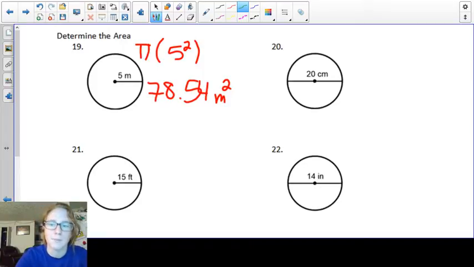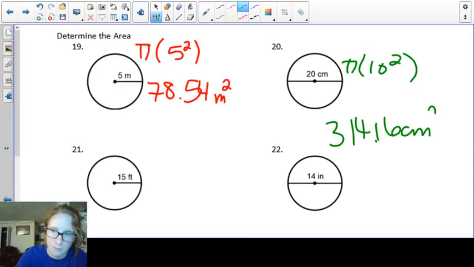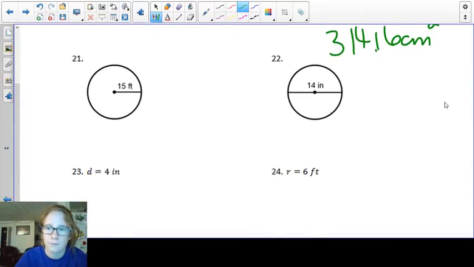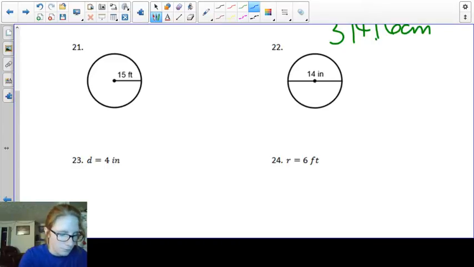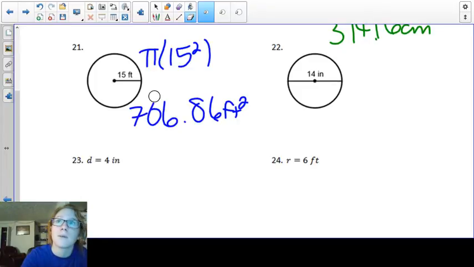And number 20, I need my radius. So my r here would be 10. So I have pi times 10 squared, which should give me 314.16 centimeters squared. In this case, I need to square my 15. I have my radius, so we're all good. So we have pi times 15 squared, which is 706.86 feet squared. So I'm going to fix that as a 0, not a 6.